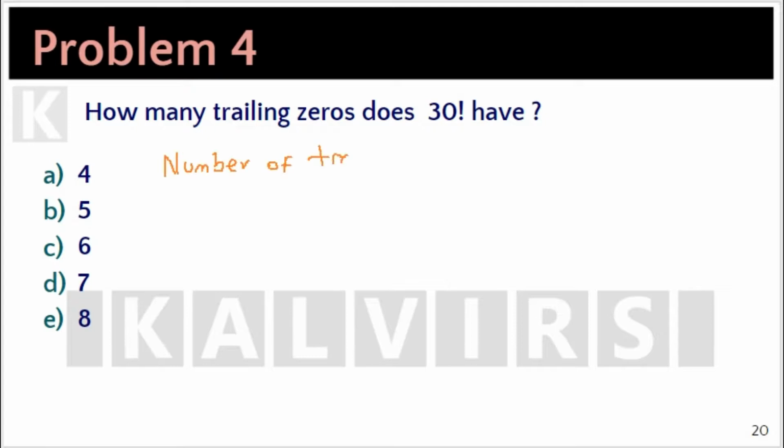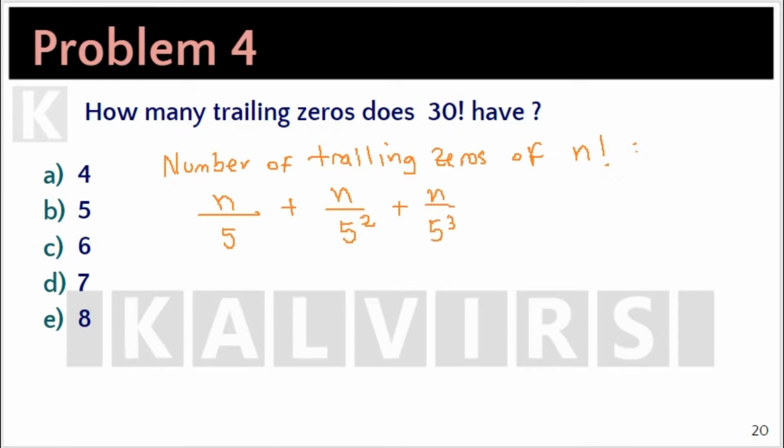Number of trailing zeros of n factorial: n over 5 plus n over 5 squared plus n over 5 cubed plus etc., n over 5 to the kth power, where 5 to the kth power must be always less than or equal to n.